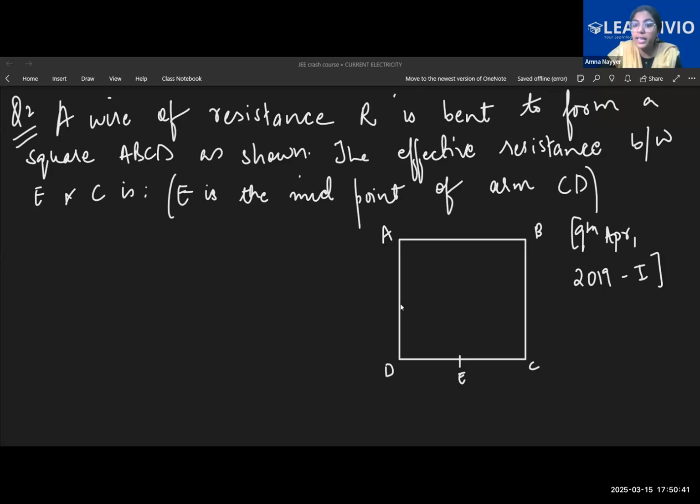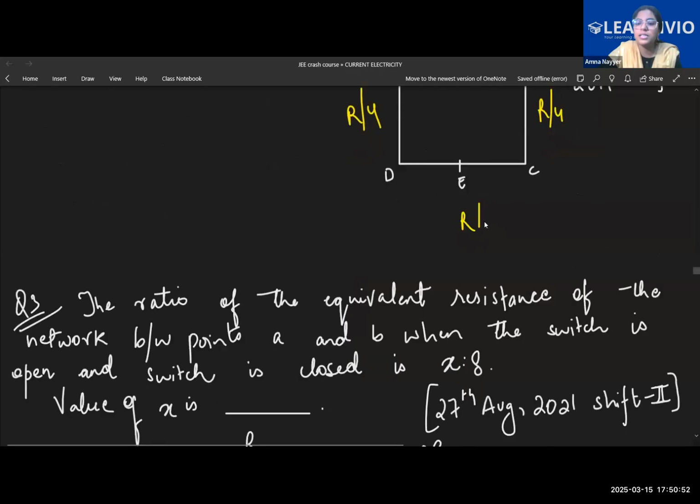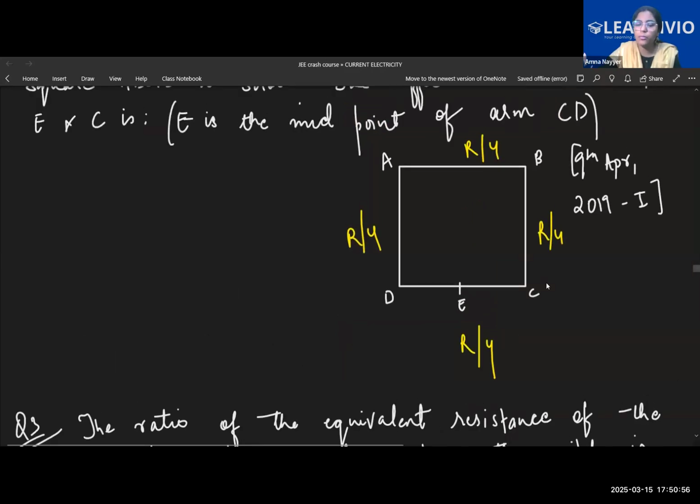So it means each of these arms will receive R by 4, because it has been divided into 4 parts, 4 bendings. Now it is saying E is at the midpoint, means R by 4 is getting divided into 2 equal parts. So this is R by 8, this is R by 8, right?